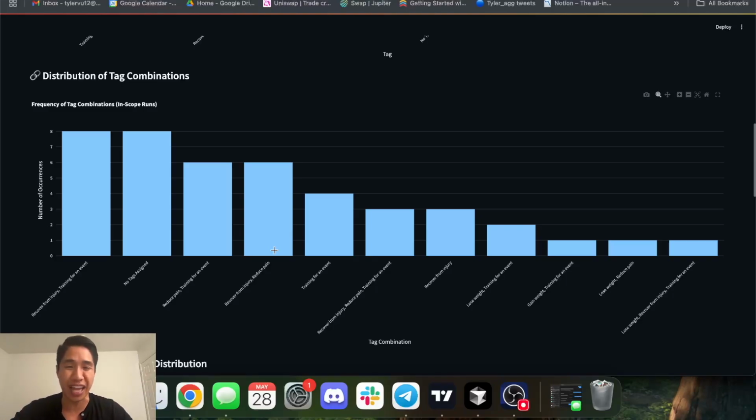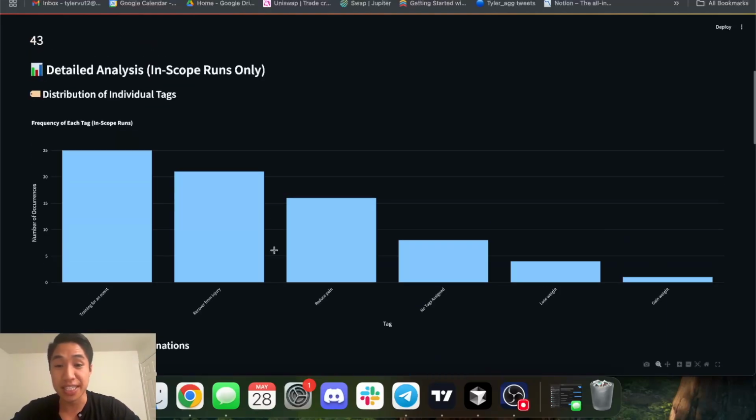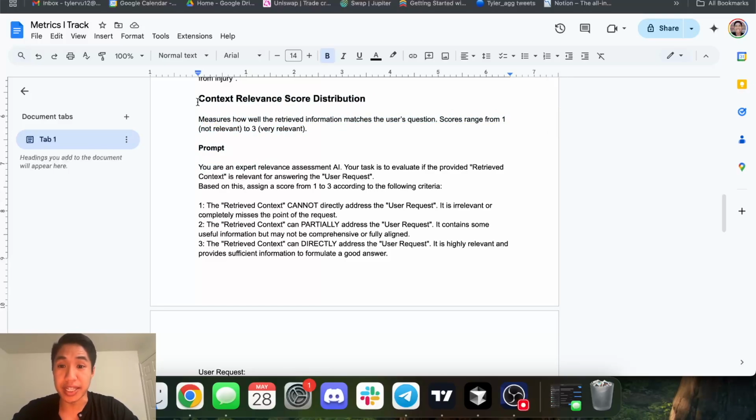Things like that. The whole point of this is just to get a feel for how our customers are. Because again, with any business, I'm sure you hear this all the time: you want to know your customers. You want to know what they're thinking, what their biggest pain points are. This gives you that. Next metric I like to track is context relevance score.